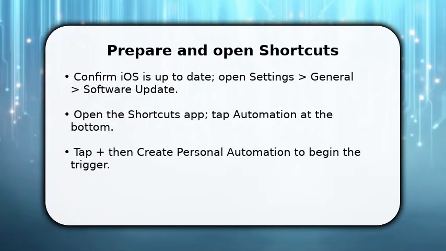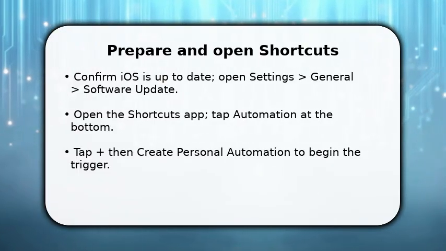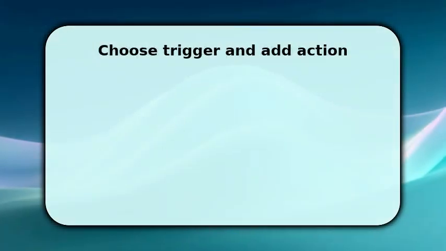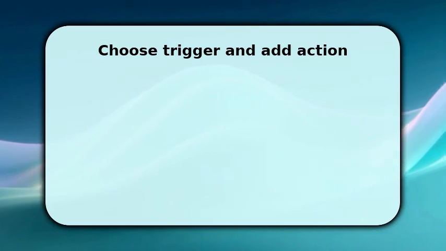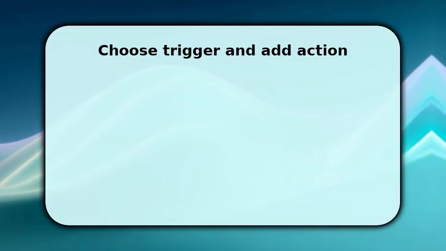This is where you tell the phone the exact condition that should enable low power mode automatically. Now pick the trigger. Battery level is common, set it to 20% and choose falls below so it fires at the right moment. Alternatively, use time of day or when charger disconnects.